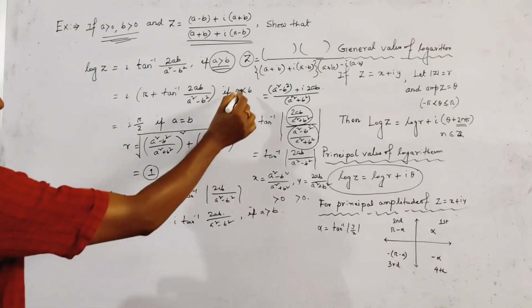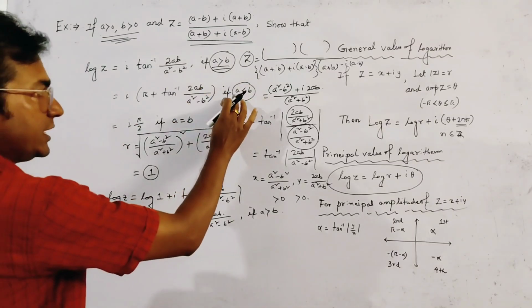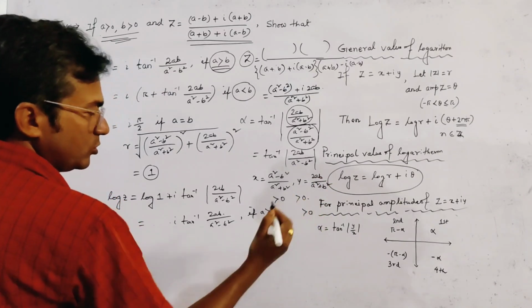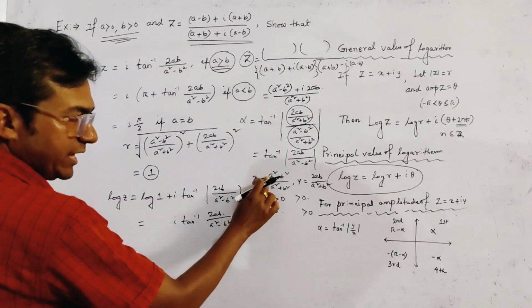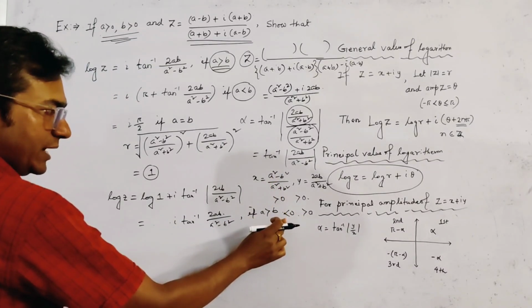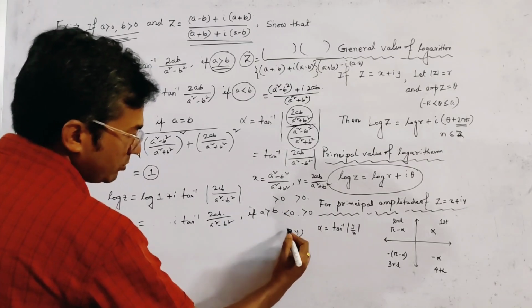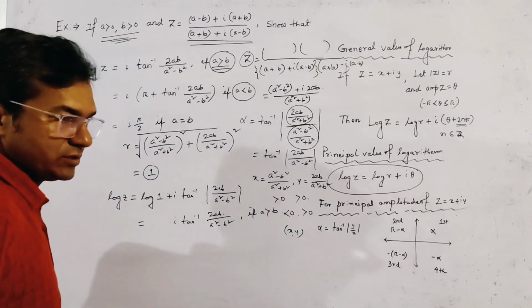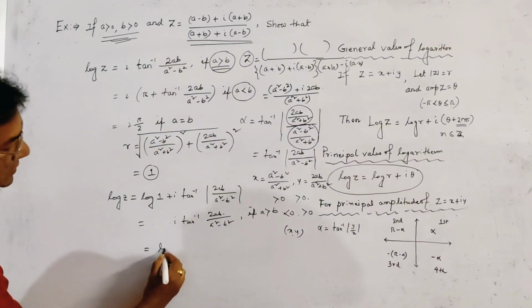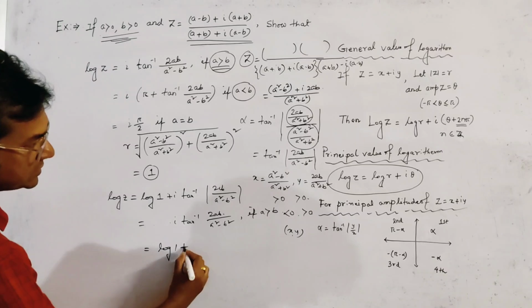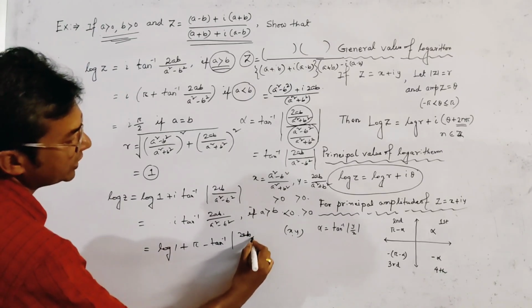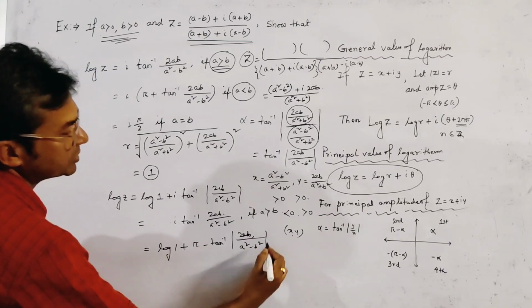Now for the second case, if a is less than b, then y is obviously positive, but x is negative because a is less than b. In this case, it is clear that the point (x, y) lies in the second quadrant. So our answer as above, we write log 1 plus i times pi minus tan inverse of the modulus of 2ab/(a² − b²).